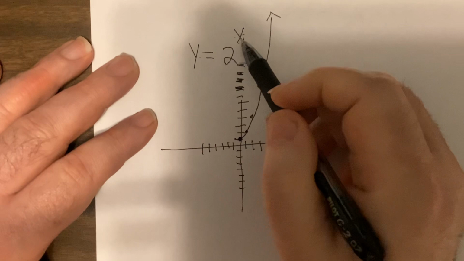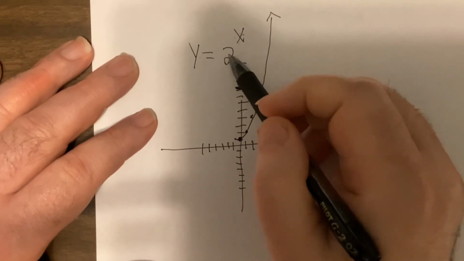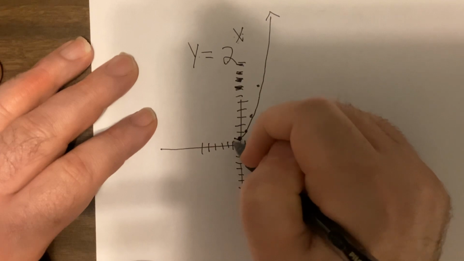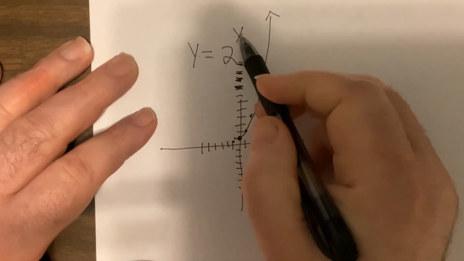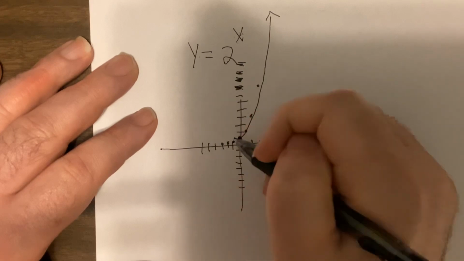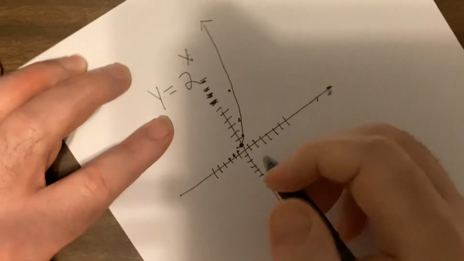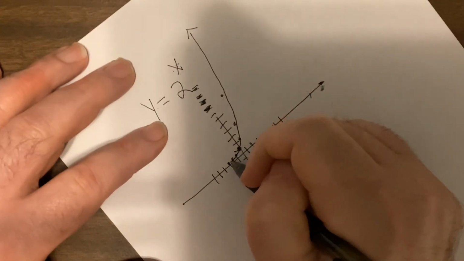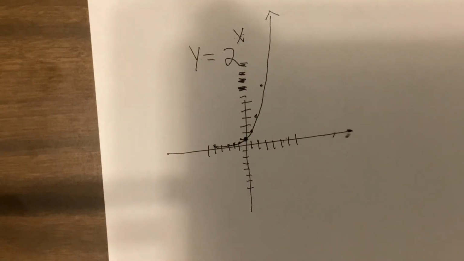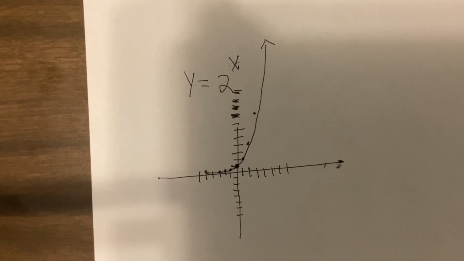Now, let's put in -1. 2 to the -1. Negative means take the reciprocal, so that'd be a half. -2 would be 1/4. So it's getting closer and closer to the negative x-axis, but never touches. Remember, that's called an asymptote.